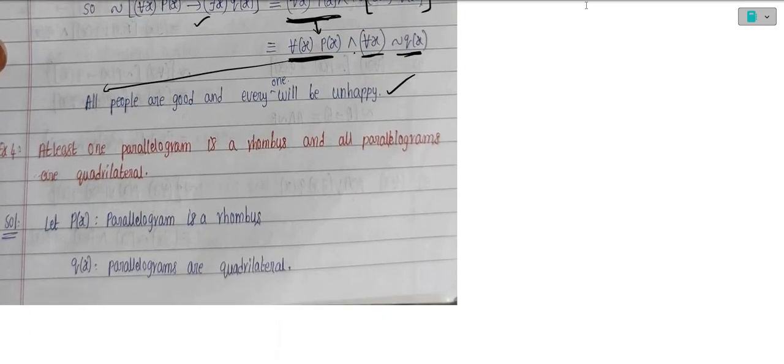Next we move on to the fourth one. At least one parallelogram is a rhombus and all parallelograms are quadrilateral. Now I need the negation of this statement. Here also I am splitting the statement into two parts. First one is parallelogram is a rhombus. Second one is parallelograms are quadrilateral. This is P of X. This is Q of X.